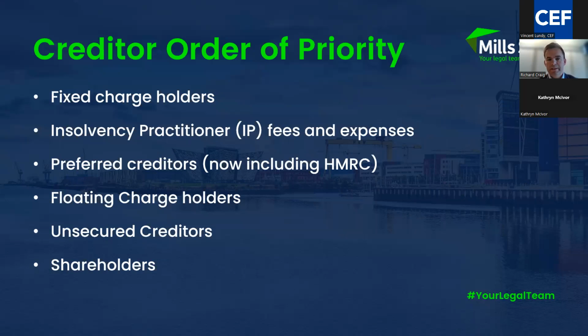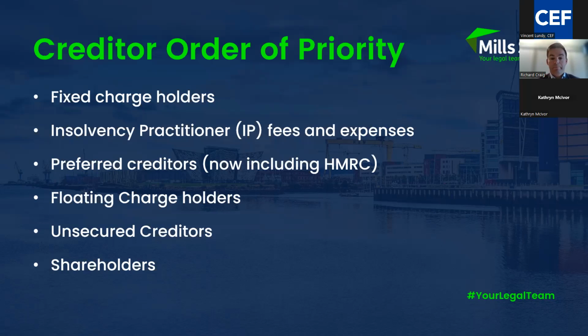In terms of the order of priority, this is very important in considering what you may receive out of an insolvency proceeding. First and foremost, fixed charge holders receive payment of their debt. That would usually be a fixed charge attached to property of some description, or in some cases perhaps some plant and machinery. Then secondly, the insolvency practitioner's fees and expenses are paid. Thirdly, the preferred creditors, and as we'll summarize later in our presentation, that now includes the revenue. And fourthly, floating charge holders, those are charges that you usually see described as a debenture, which effectively floats and only crystallizes whenever the insolvency procedure begins.